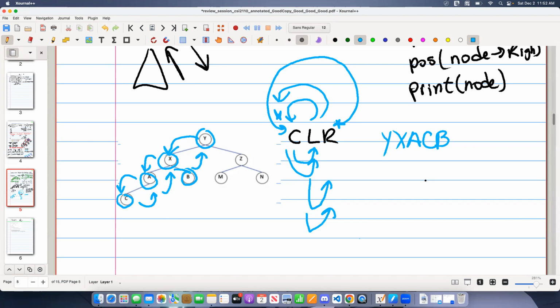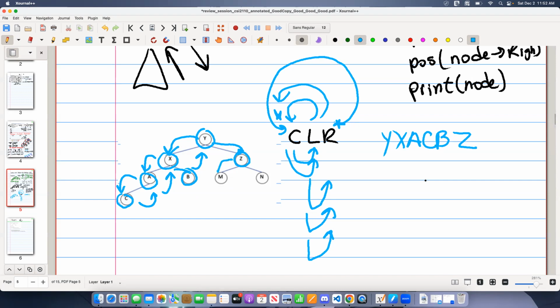Now we're back towards the left. We're starting here. We're going to go and ask if it has a right. Y has a right? Yes. We go towards the right. We have Z. Okay. We print out Z. Because after you're done this call, you're going back to the print. Whenever you go to the right, just think you're printing.